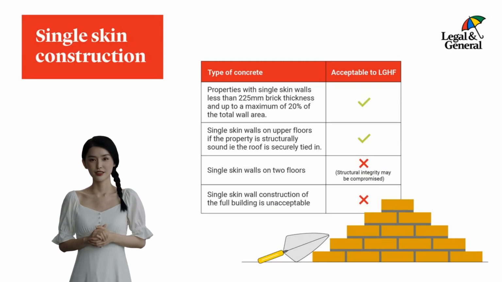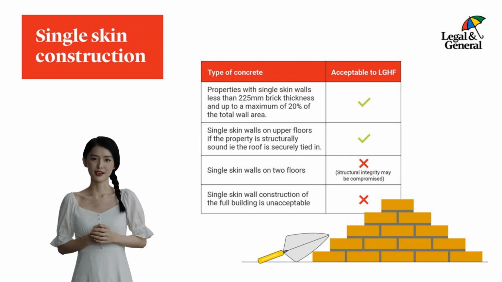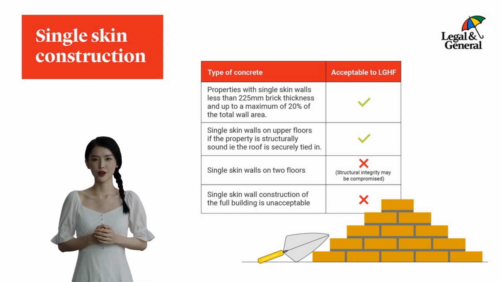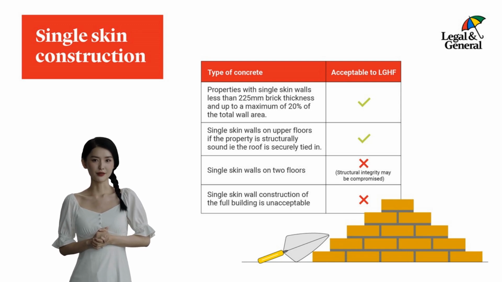Properties that have up to 20% of the exterior wall as single skin are acceptable. There must also be no adverse structural or damp issues, and if the single skin walls are on an upper floor, they can be considered if the roof is securely tied in. Where single skin walls cover 2 floors or the full building, these are not acceptable due to the potential impact on the structural integrity of the building.